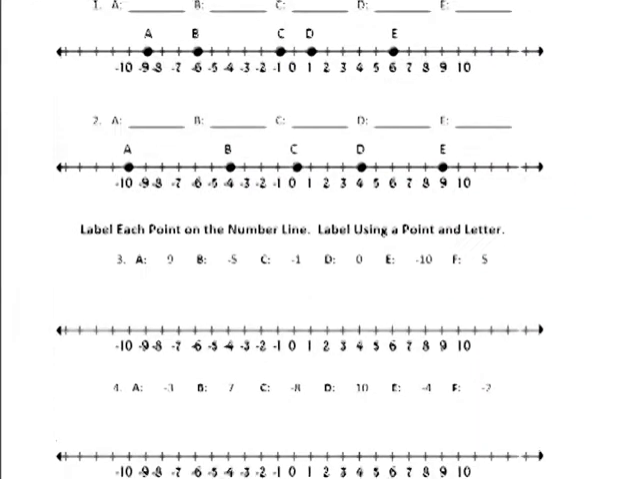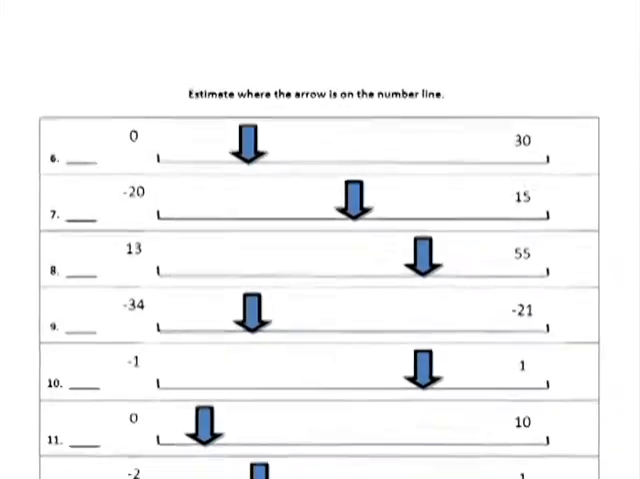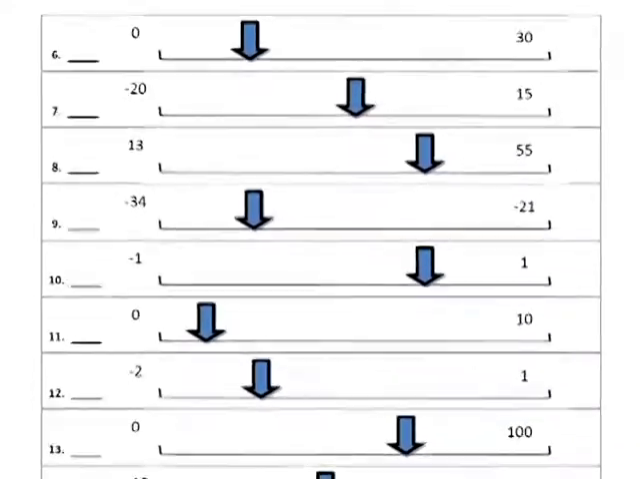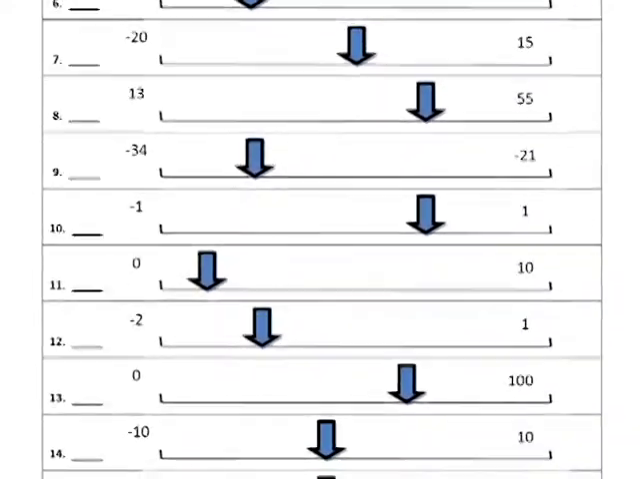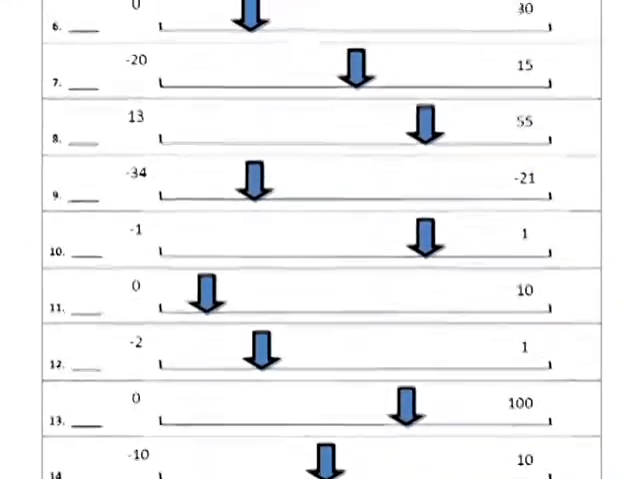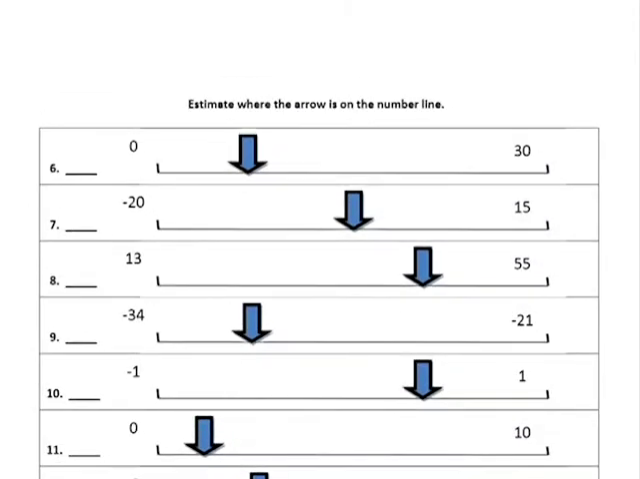Here you're going to be labeling and plotting points. This assignment, I want you to estimate about where do you think that arrow is. For example, this looks like maybe it's about 1/3 of the way, maybe it's about 1/4 of a way. I would guess maybe 10. Be careful with the ones with the negatives.